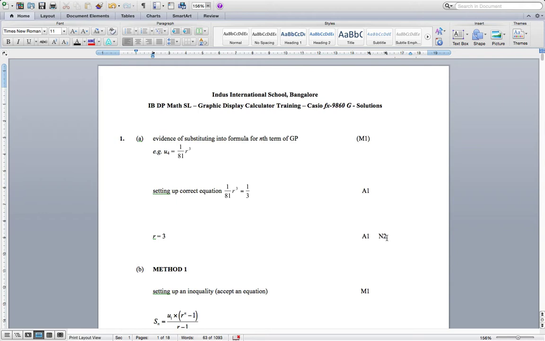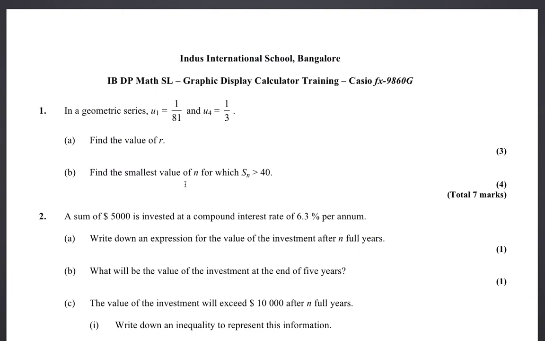Fine. So let us look at the second part. Find the smallest value of n for which Sn is greater than 40. Sn is nothing but sum of first n terms of the series, in this case the geometric series, and n, smallest value of n, you know that n has to be a natural number, isn't it? So let us solve it, and we're going to solve this using the calculator.